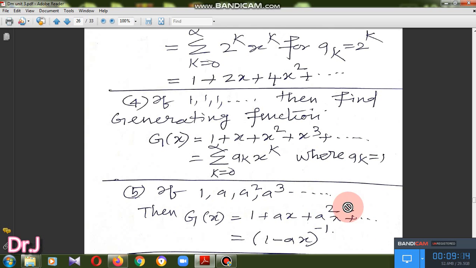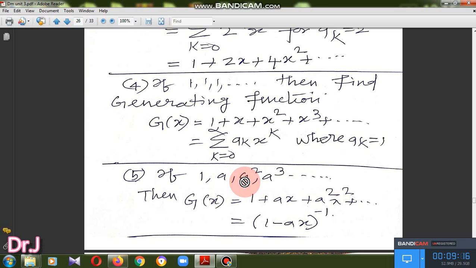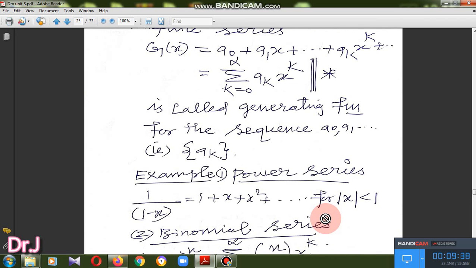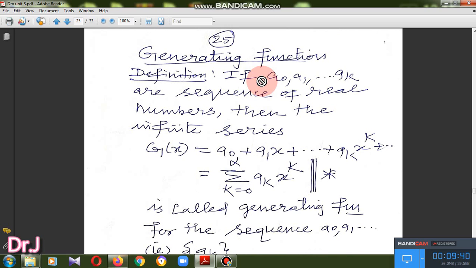Look at the last one: 1, a, a square, a cube. Multiply the first by x power 0, the next by x, the next by x squared, the next by x cube. You will get g of x is equal to 1 plus ax plus a square x square plus dot dot dot. We know that the short form of this is 1 minus ax inverse. So that is about the generating function of a given sequence.